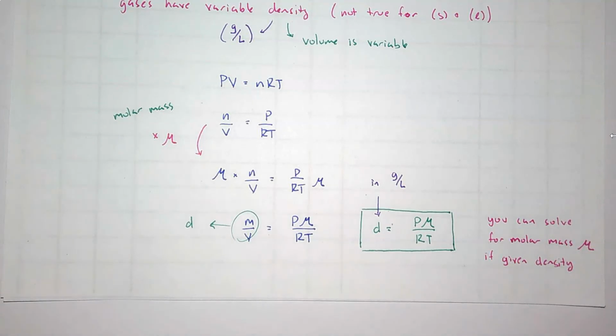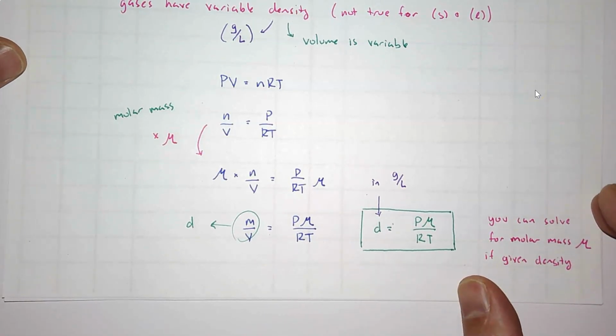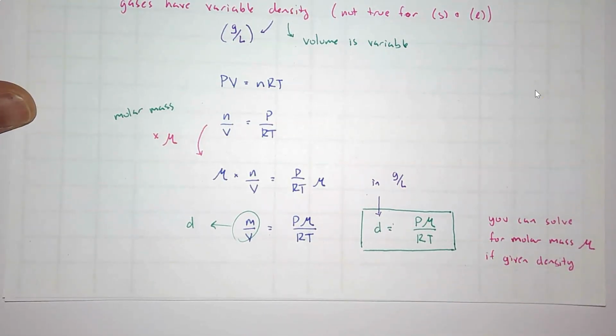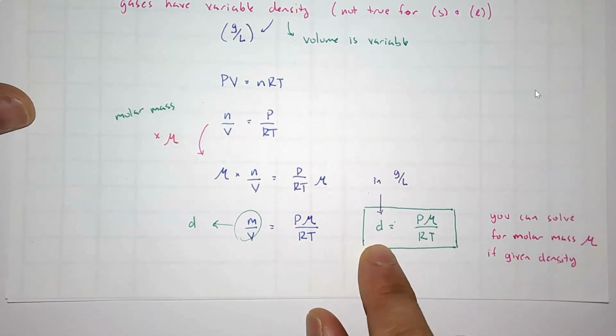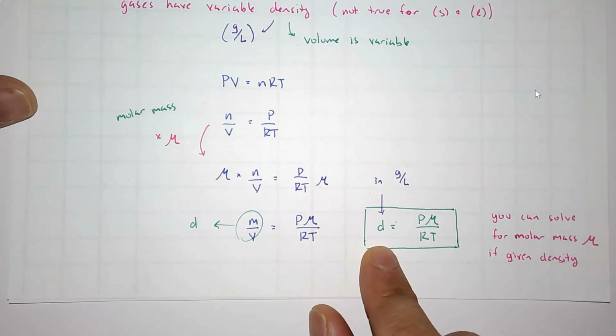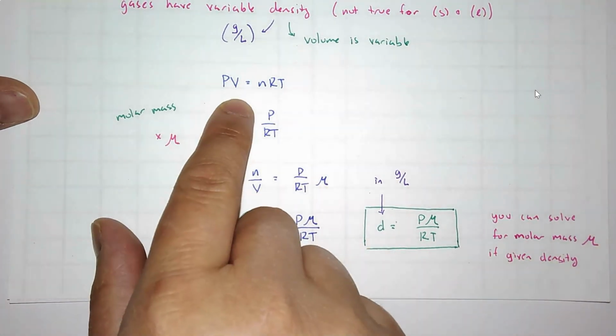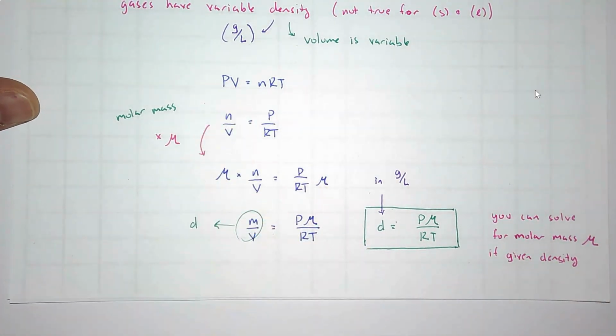Alright, that is all I want to say for this video. We had a lot of equations. They're going to be very useful because you have all of these different relationships, and now at the very end we're even able to get density by rearranging PV equals nRT and incorporating the molar mass of the gas.